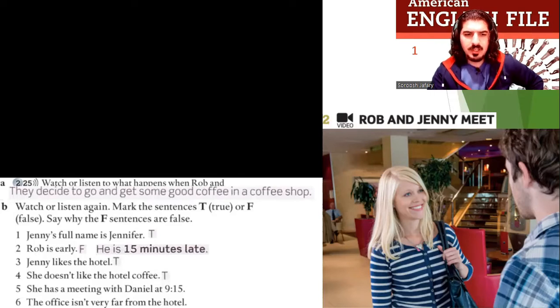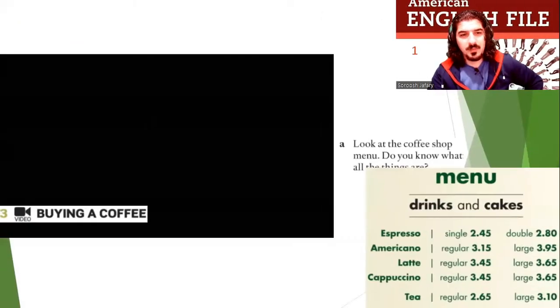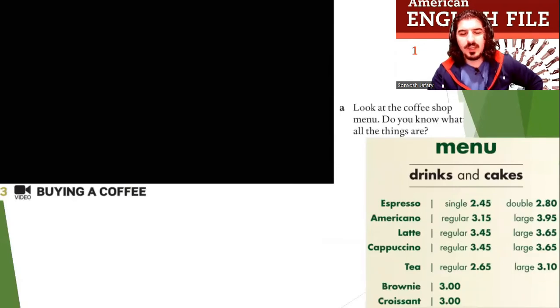True. She has a meeting with Daniel at 9:15. Is it true or false? She has a meeting at 9:30, so it's false. Number six, the office isn't very far from the hotel. Is it true or false? It's true. Very good. Well done. You did very good. In the next part, buying a coffee.